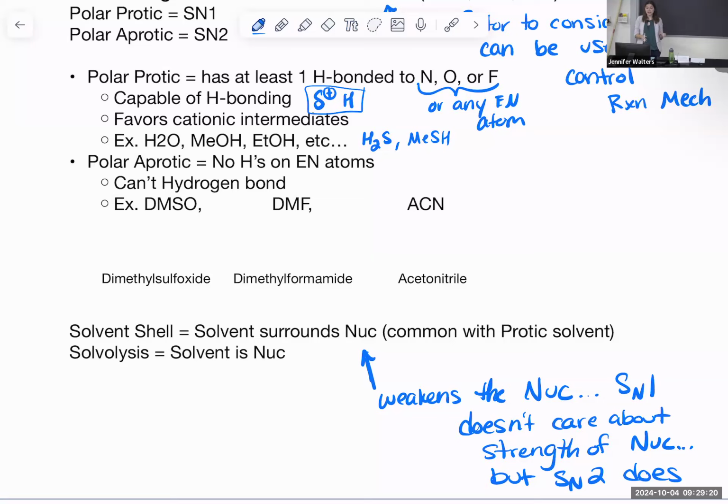Again, this is just a last factor that we consider. There are going to be so many exceptions. This is just a general trend that we can use when we're stuck, right? There'll be a lot of exceptions. So don't start with solvent.